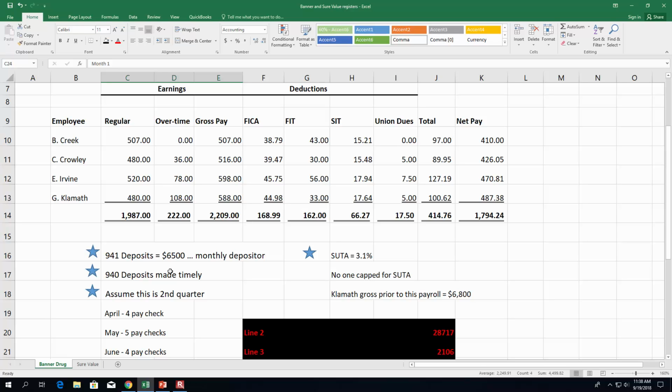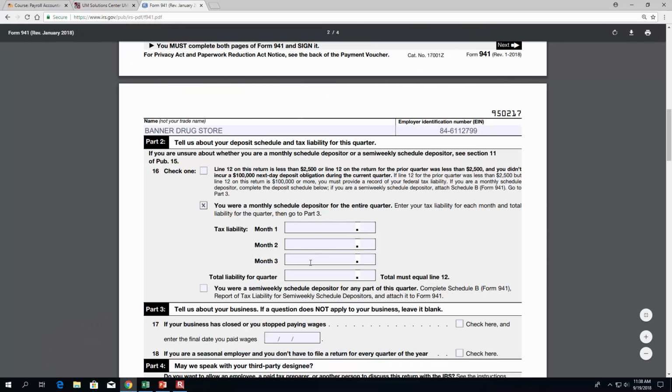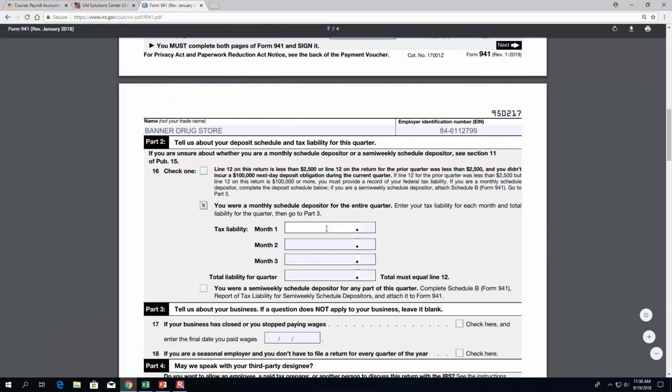Anyone have the number? Alyssa, did you get it? I'm going to take 168.99 plus 168.99, right? FICA, plus 162 for FIT. So it looks to me like I owe $499.98 for one payroll. And it wants me to convert that to how much I owe for a month.